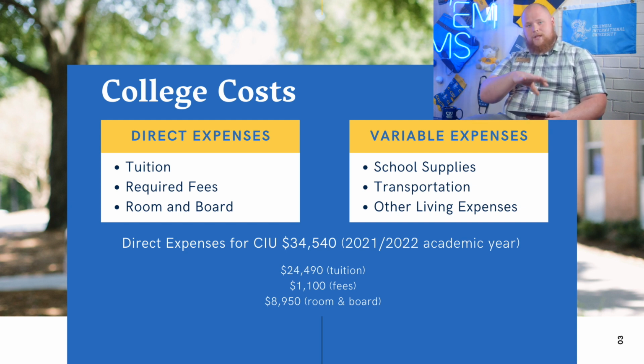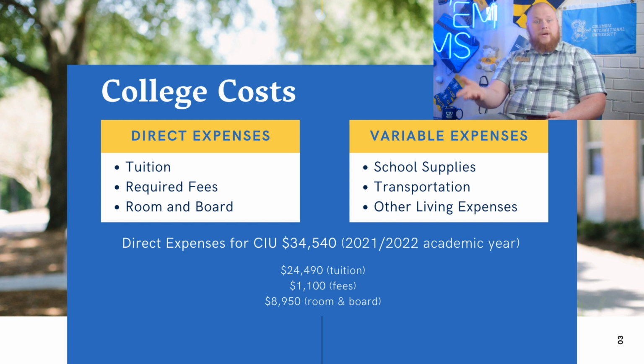CIU's costs are listed at the bottom here, but then the variable expenses, which is the next thing to look at, are the ones that can change. These expenses are not directly incurred by you going to a specific university. These change from student to student. So for example, school supplies. This can change each semester depending on which class you're in and what you would need for that class. So you want to make sure that you budget accordingly for these expenses.